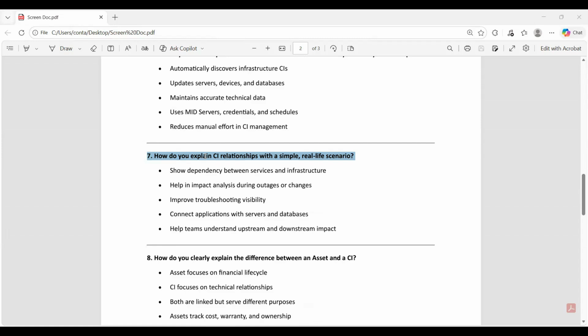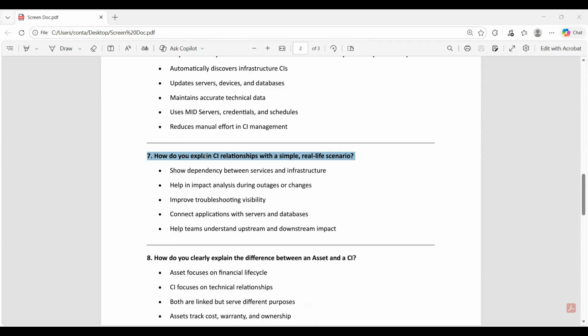So if one of the servers goes down, we can quickly identify which applications and business services are going to be impacted. Relationships are heavily used during incident management, change management, and impact analysis. This is what you have to tell the interviewers. It will give you definitely good marks.